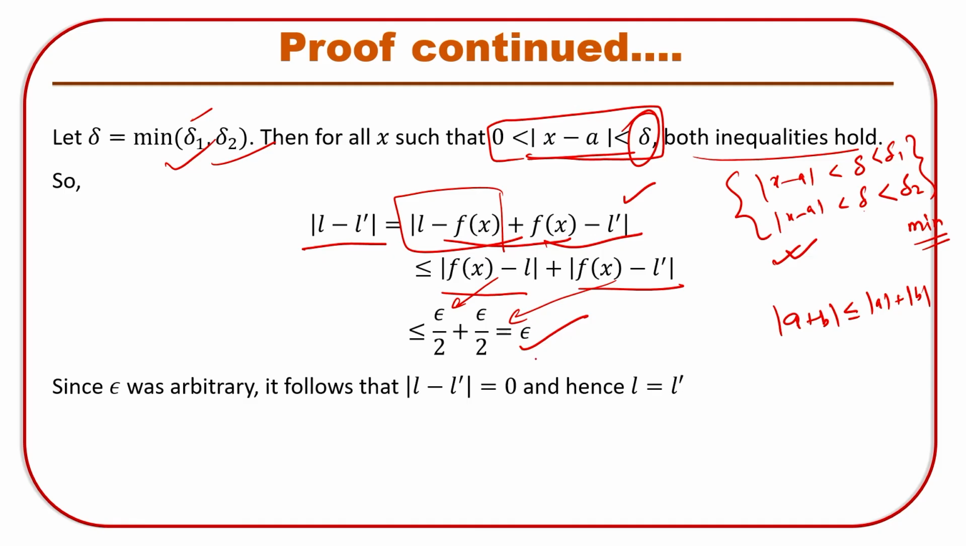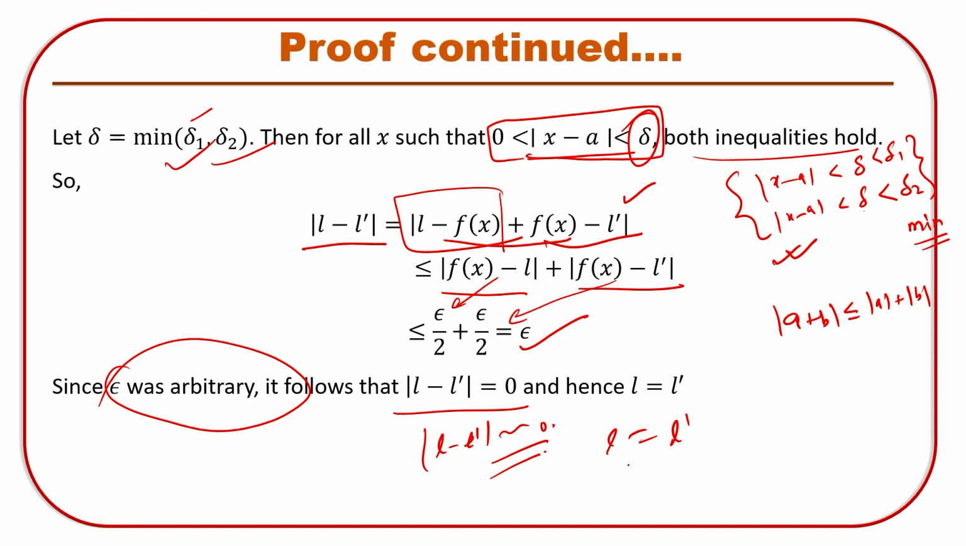So modulus of L minus L dash is less than epsilon, and since epsilon was arbitrary, it follows that the modulus of L minus L dash is going to be 0. So that's why L equals L dash, right. So the limit is unique.